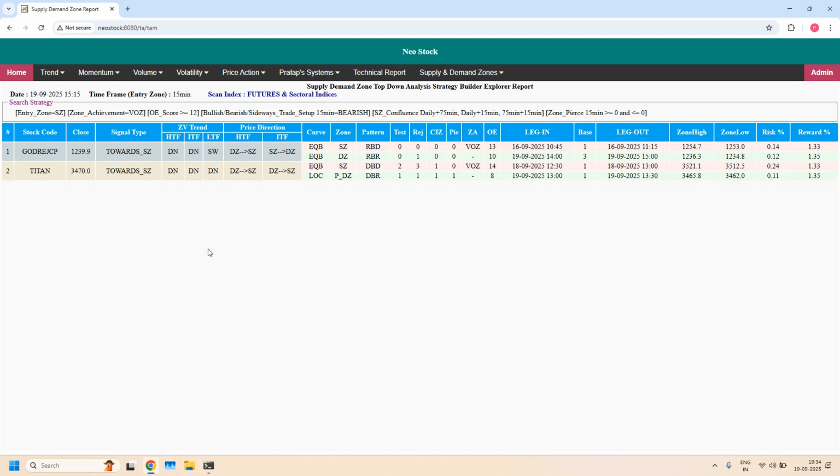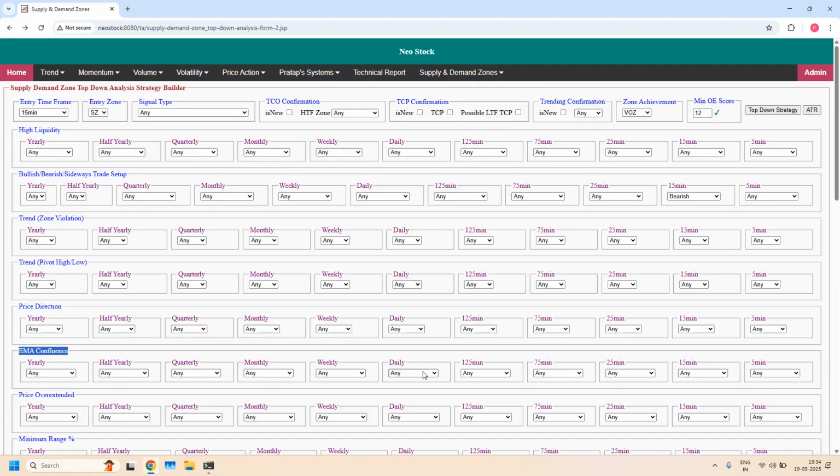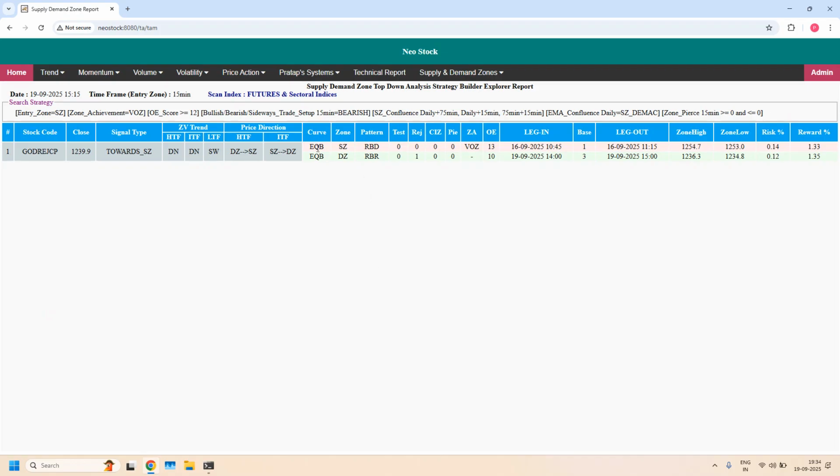So we can further filter based on the daily supply zone having daily EMA confluence. Daily supply zone with daily EMA, because the trend is a downtrend in both at daily. Again, we got only one stock. So this 15-minute supply zone might have a higher probability of success, provided the lesson 20 checklist items are satisfied.